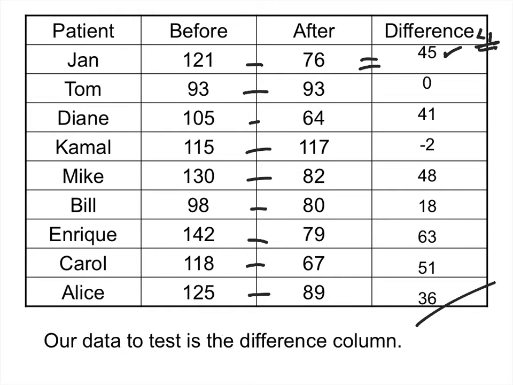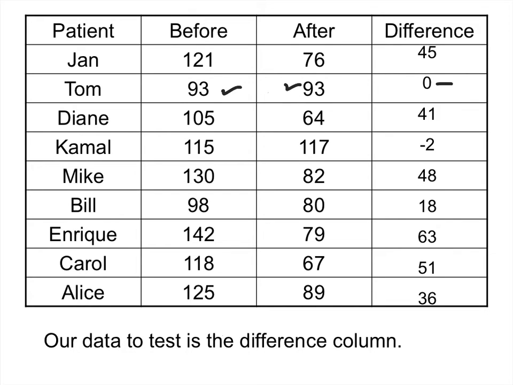If the counseling or whatever the question's asking you about doesn't change anything, then that means if I look in my two columns, I would have the same number. The same number before and the same number after means the counseling didn't do anything. And that gives me a difference of 0. 0 means whatever it is you're measuring made no difference whatsoever.